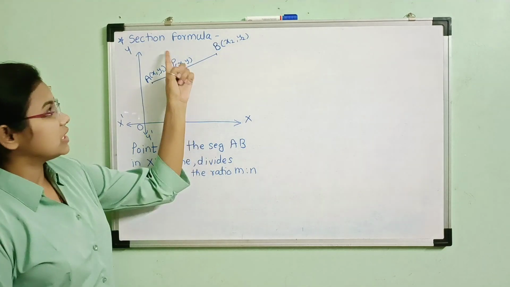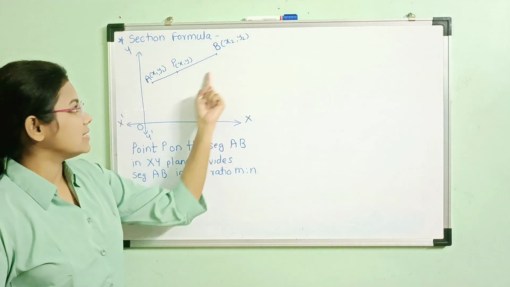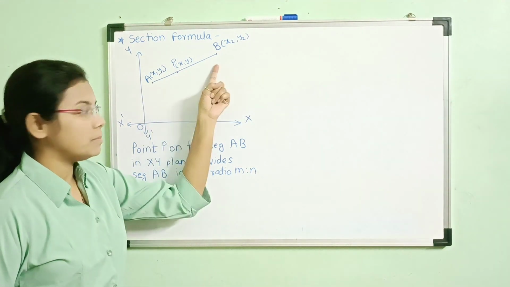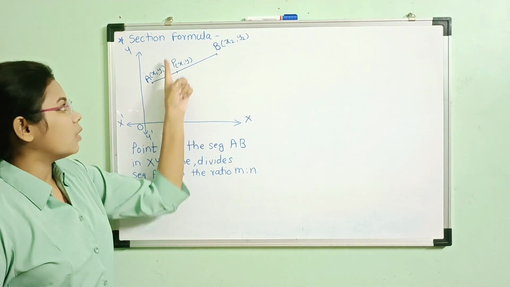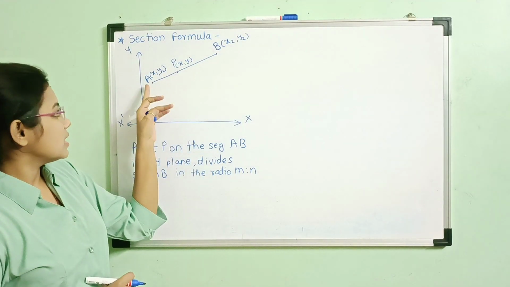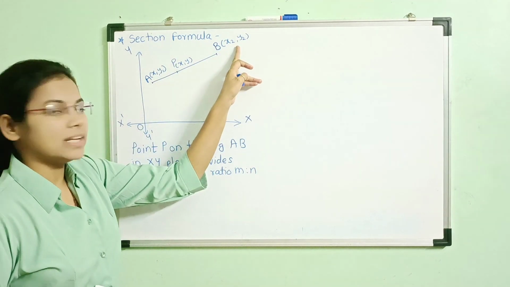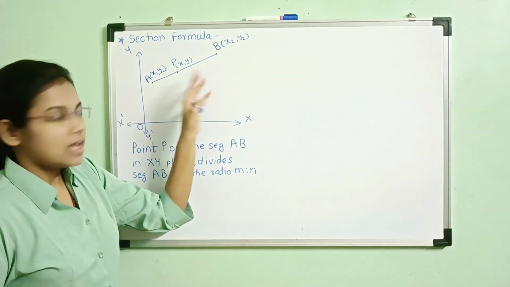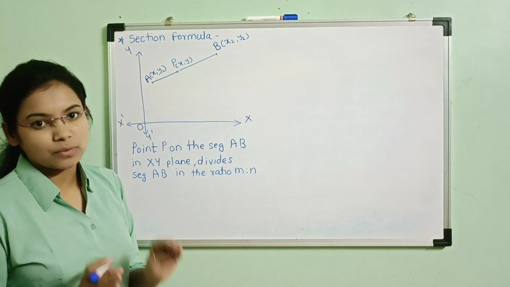Now we are going to derive the section formula. What is the section formula? If we consider the line segment AB, and P divides line segment AB in the ratio m:n, then we are going to find the exact coordinates of P. Suppose we consider A with coordinates x1, y1, B with coordinates x2, y2, and P with coordinates x and y. Now we are going to find the exact values of x and y, which are the coordinates of P.